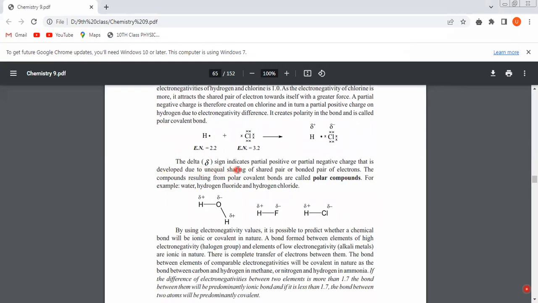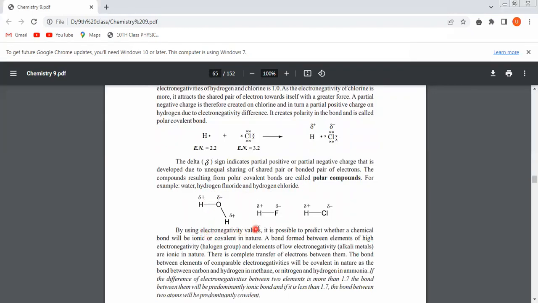The delta sign indicates the partial positive or partial negative charge that is developed due to unequal sharing of the shared pair of bonded electrons. The compounds resulting from polar covalent bonds are called polar compounds. For example, water, hydrogen chloride, and hydrogen fluoride.